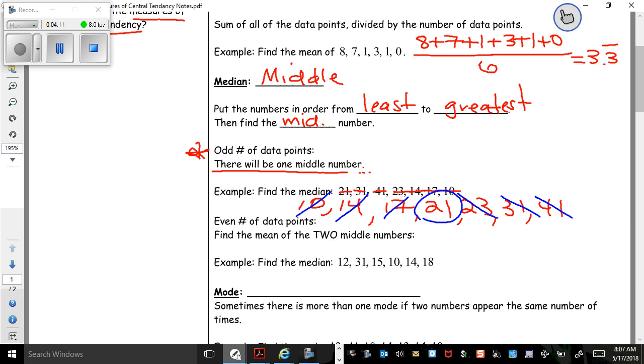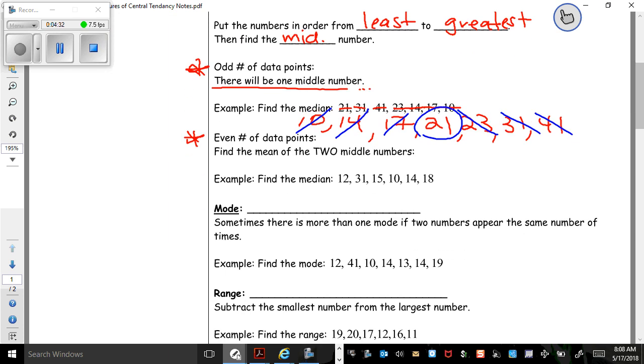Now, even number of data points. There are going to be two middle numbers, and what do we have to do with the two middle numbers? Take the mean, the average. We take the average of the two middle numbers. So again, we have to put them in order, right?